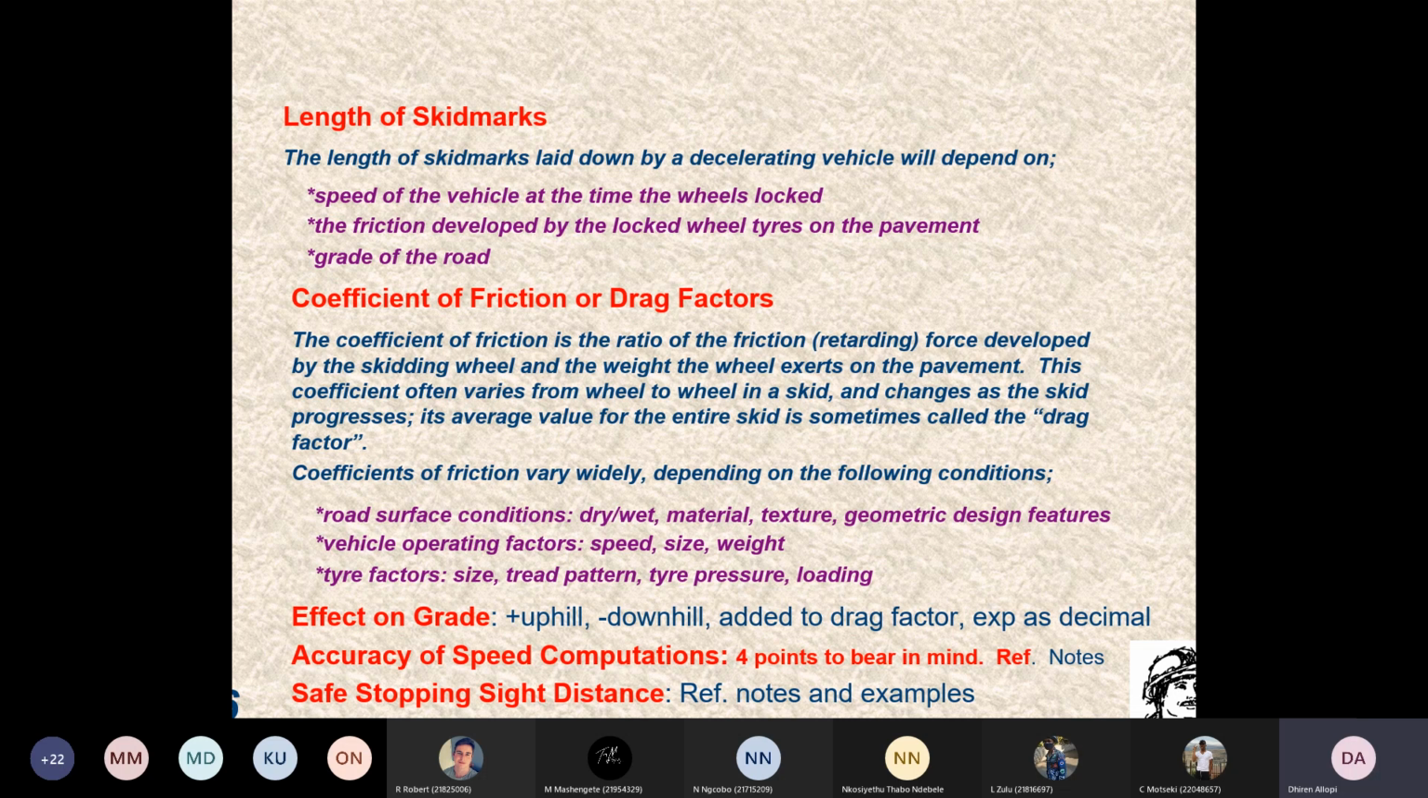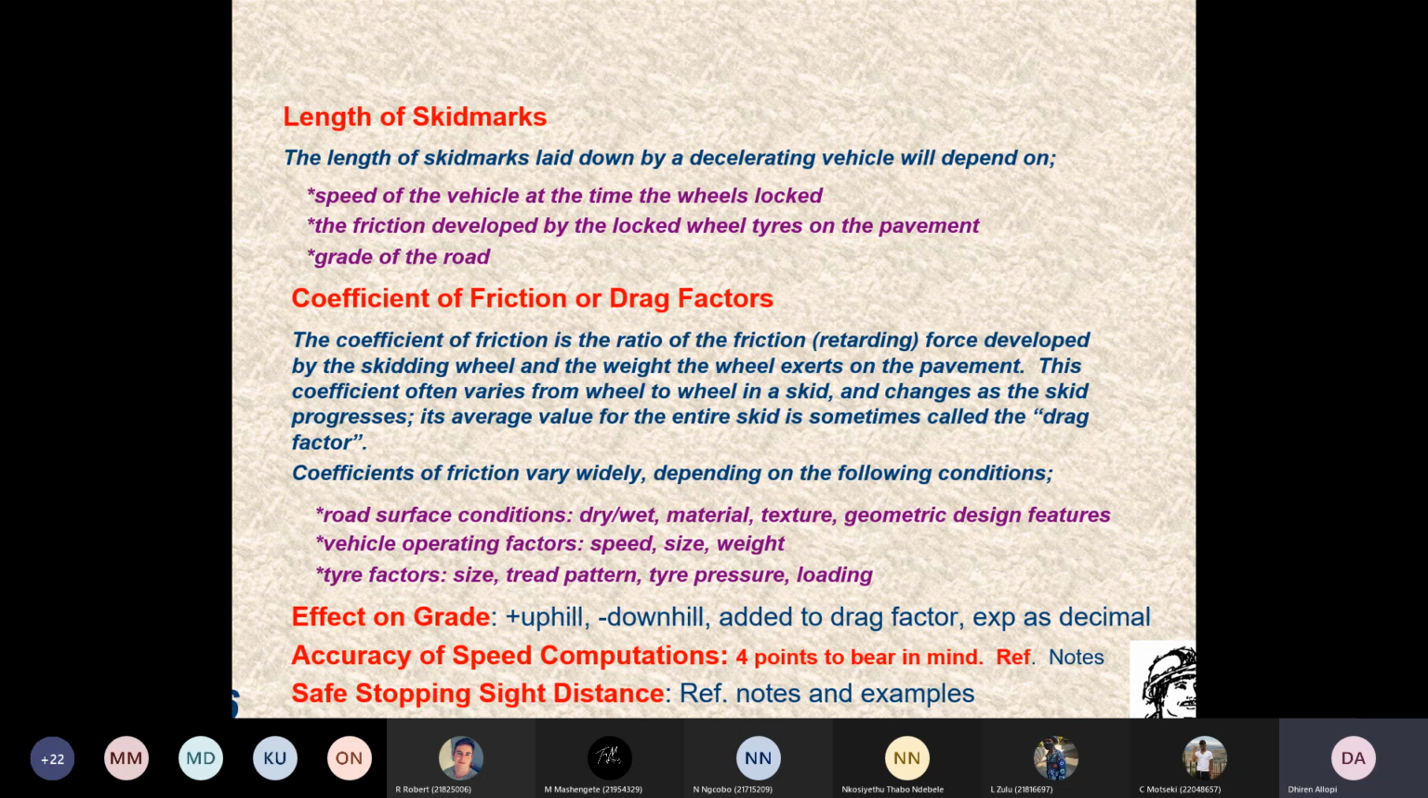surface. So these all fall under those conditions: vehicle operating conditions, the speed of the vehicle, size of the vehicle, the weight of the vehicle, and in terms of the tire factors, also the tire pressure, the loading on your tires, the size of your tires, the tread pattern. So these are all factors that will have a direct effect or impact on your drag factor or your coefficient of friction. And then the effect of grade, that is self-explanatory, whether it's upgrade or downgrade, expressed as a percent. Okay, could be a level road.